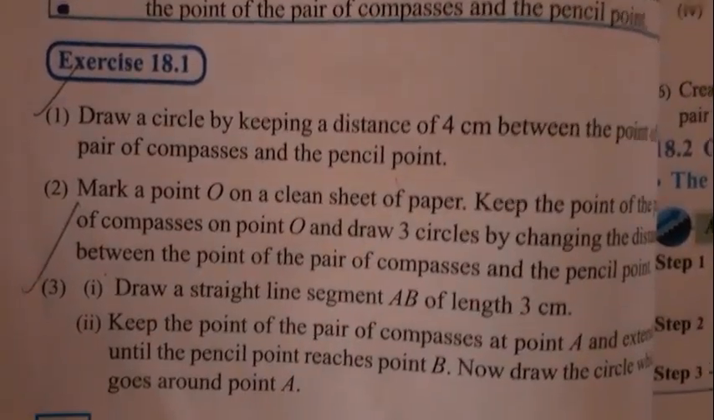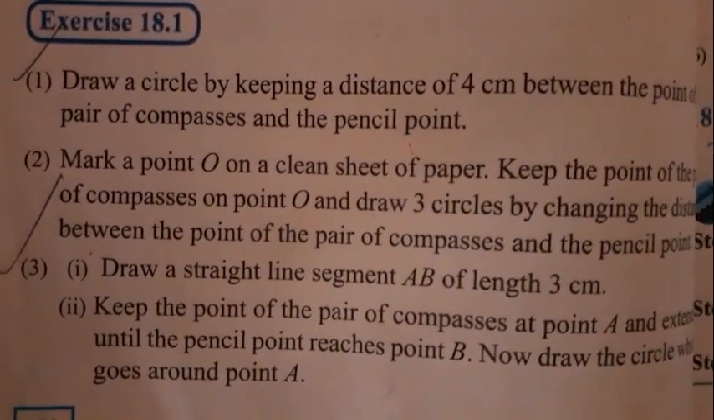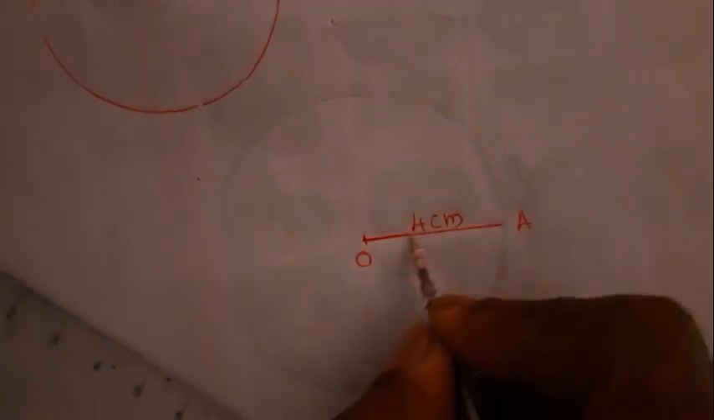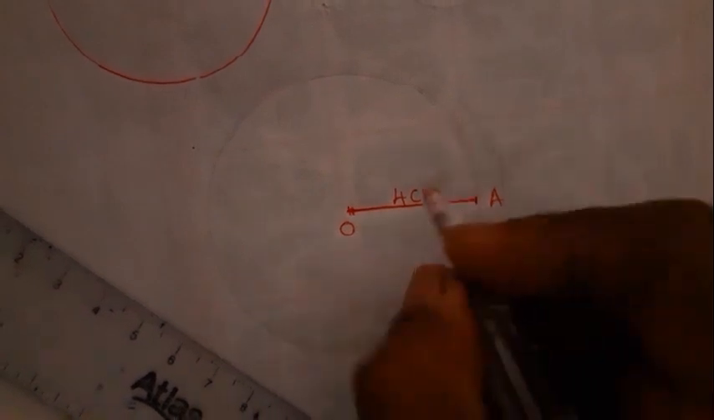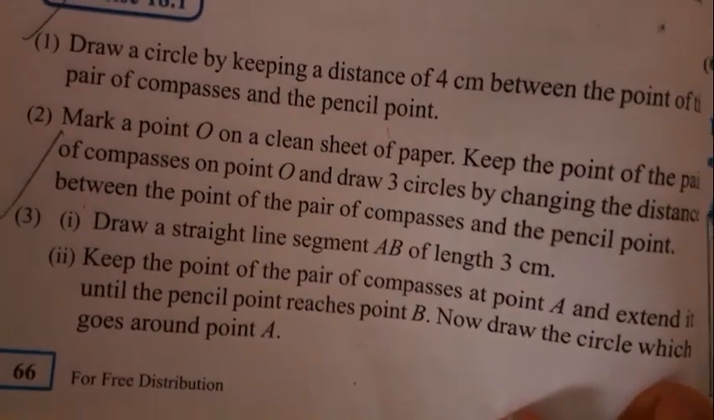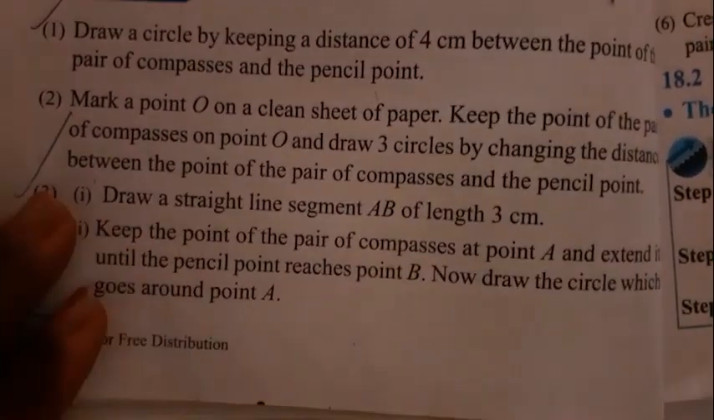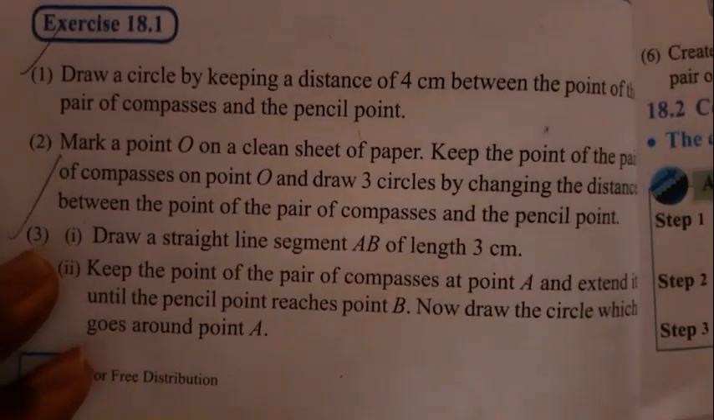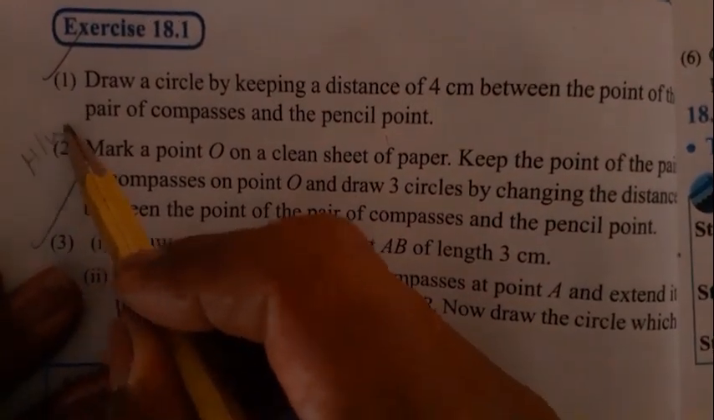Now I have taken this circle. The radius is 4 centimeters. The center will be O. I will mark that as A. So this is the distance from here to here. That is, the radius is 4 centimeters. Okay. Now question number 2, you can do for homework.